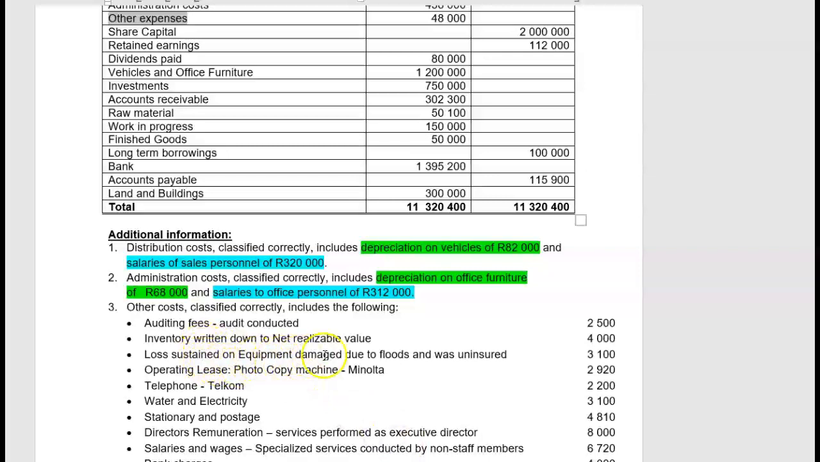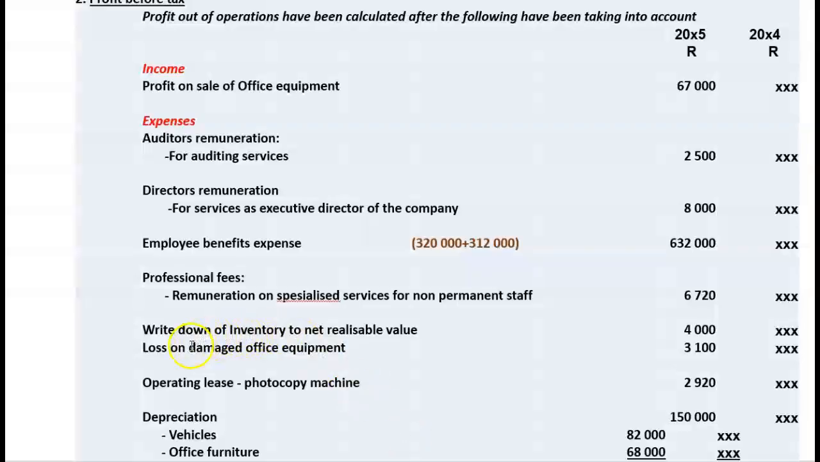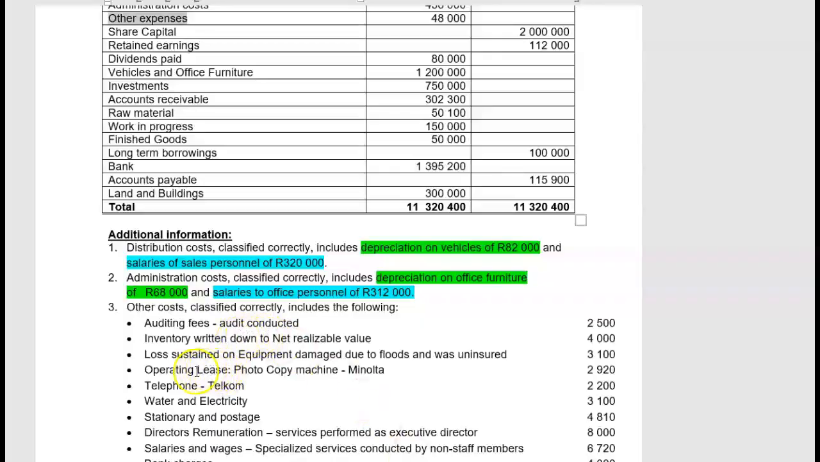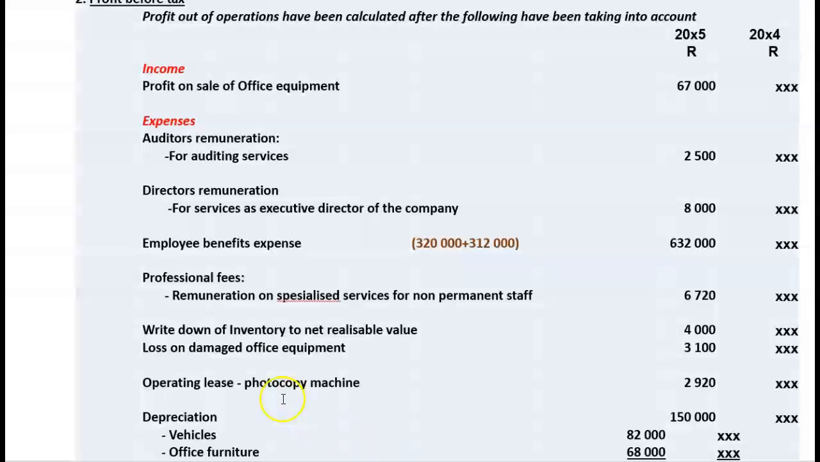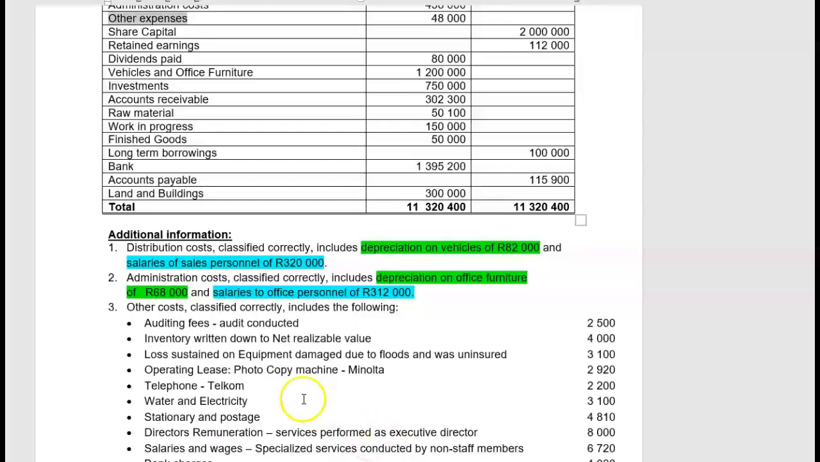Loss sustained on equipment, damage due to floods and was uninsured. So that was a loss that we've made with the derecognition of an asset, and we have to disclose that. So that loss, 3,100. That needs to be disclosed here, loss and damage office equipment, 3,100. Operating lease, we have to show all operating lease payments, 2,920. So here we would have had operating lease photostat copy machine, 2,920.